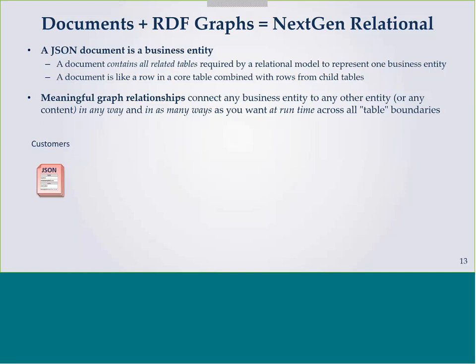So you can see your JSON document is a business entity. That's the number one and most important point. This is a customer JSON document. The document contains all related tables, if you're talking relationally. You take all the data, all the tables in a relational model that represent one business entity, and that is a document.